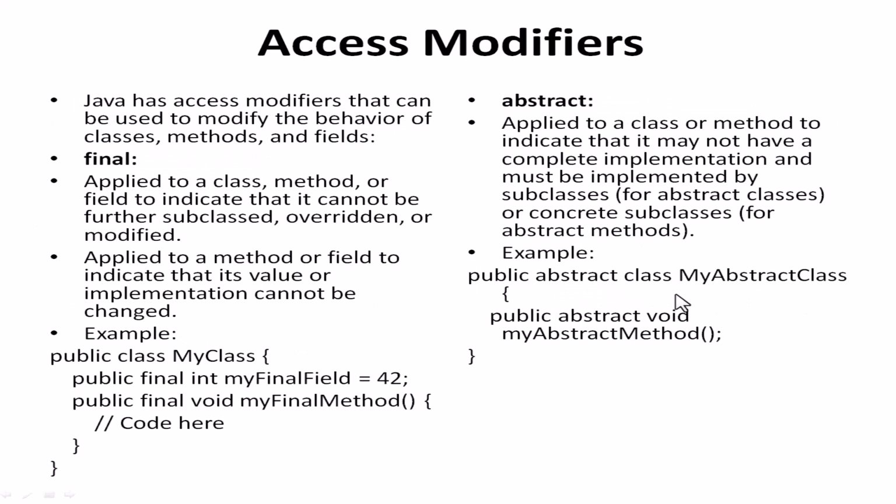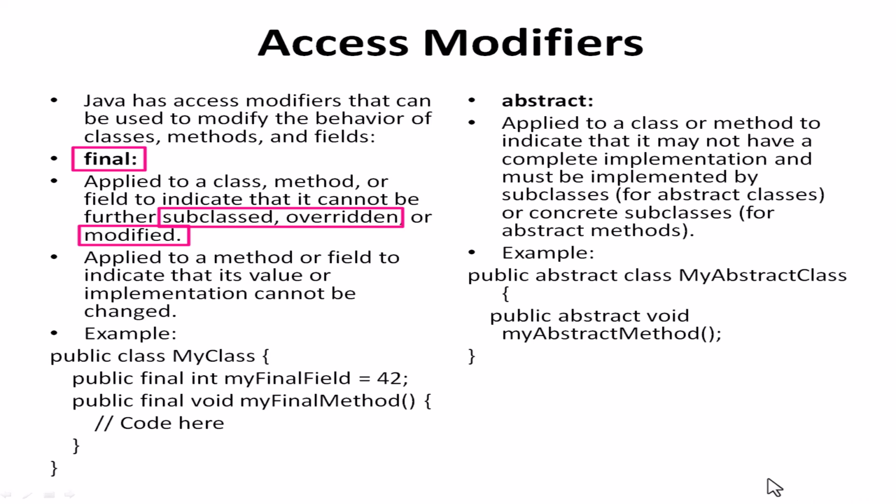Next concept is about access modifiers. Java has access modifiers that can be used to modify the behavior of classes, methods, and fields. Let us consider the first one, the access modifier final. If you apply final to a class, a method or a field, it indicates that it cannot be further subclassed, it cannot be overridden or it cannot be modified. Applied to a method or field, it indicates that its value or implementation cannot be changed. It remains as a constant, unchanged.